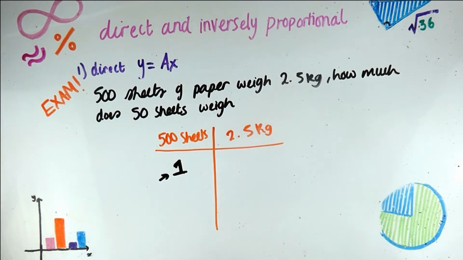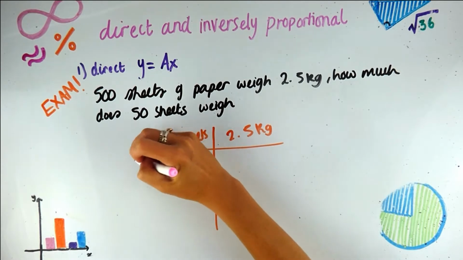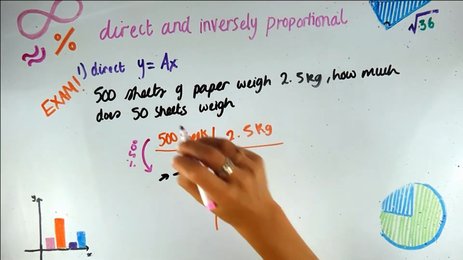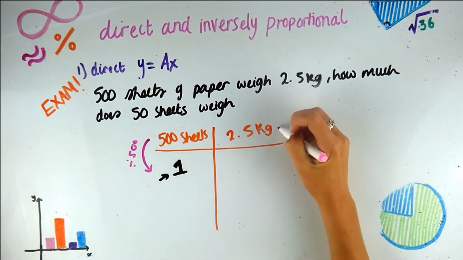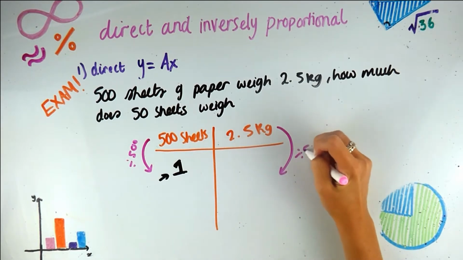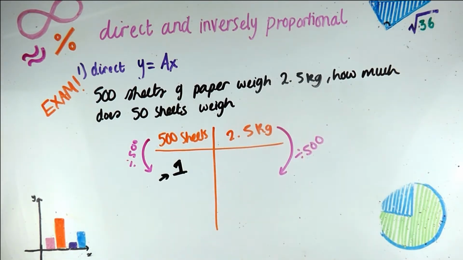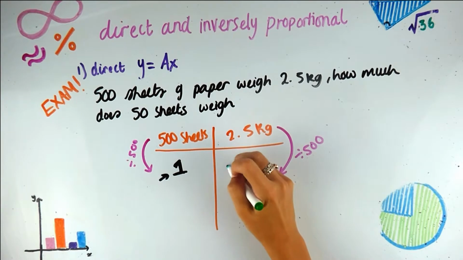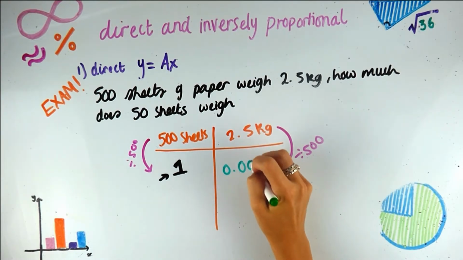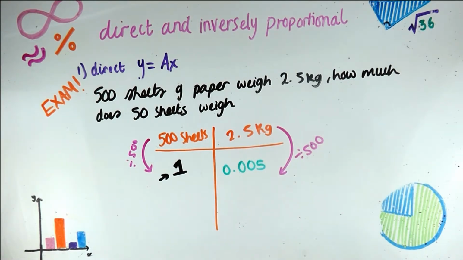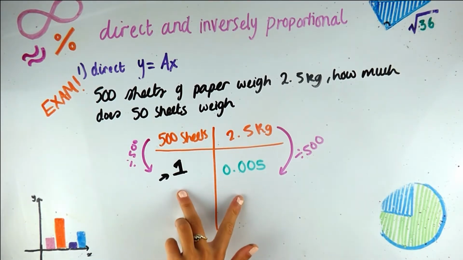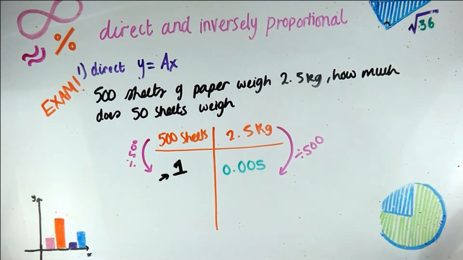So to get from 500 to 1, I have to divide by 500. If I've done that on this side, I have to do the same on this side. So I divide that by 500, which gives me the answer 0.005. Just going to ignore the units for now. I'm not asked for how much one sheet weighs, though. I'm asked for how much 50 sheets weigh. So I scale that up.